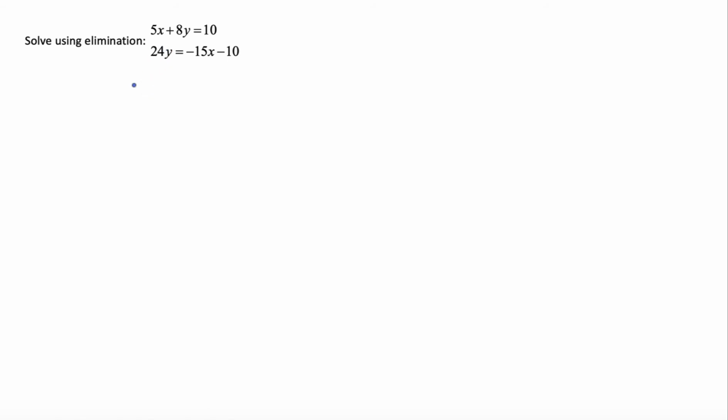Now the first thing with elimination though is we have to get x and y on the same side. Okay? So the top equation is fine here, right? But here we notice that the negative 15x is on the right side, okay? So let's go ahead and we'll add it to both sides. So what do we end up with? We get 15x plus 24y equals negative 10. Right? Now the top equation is fine because we still have the 5x plus 8y equals positive 10.